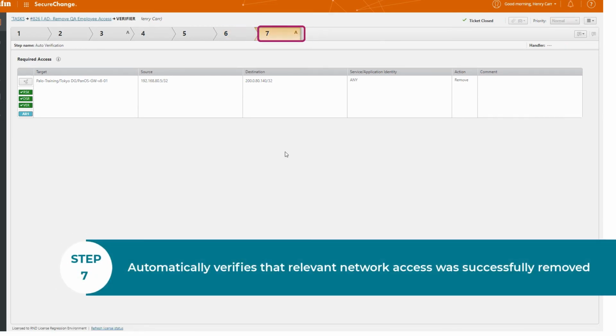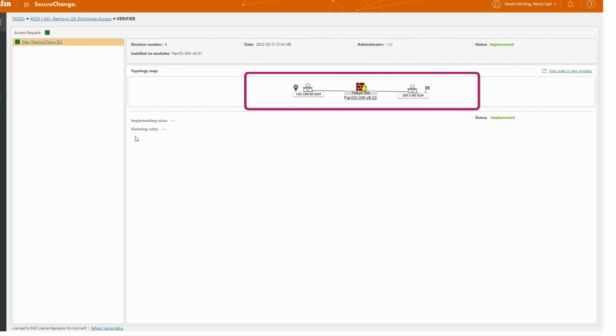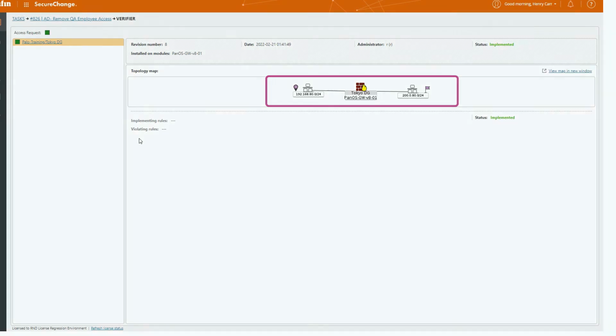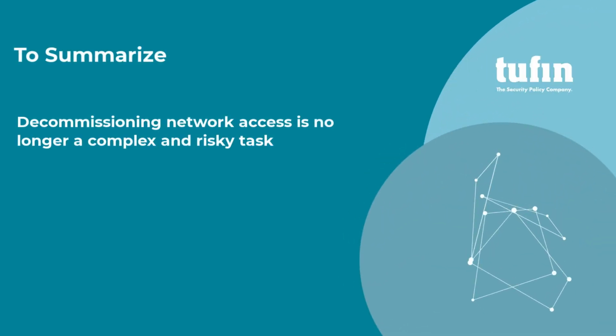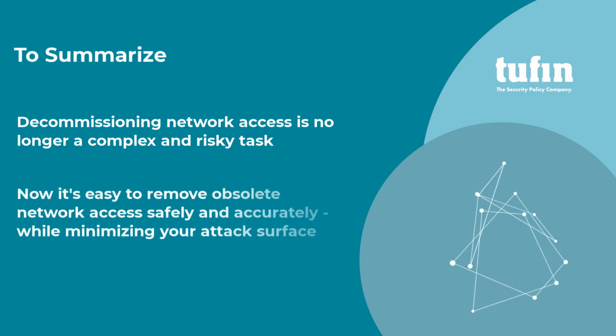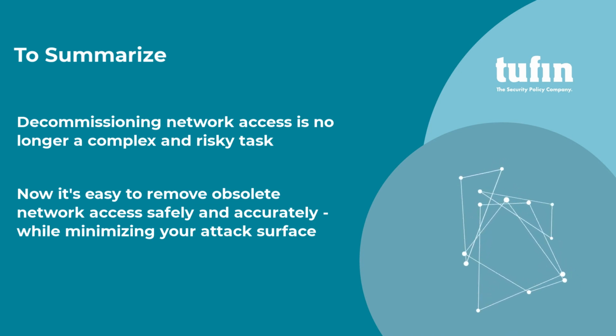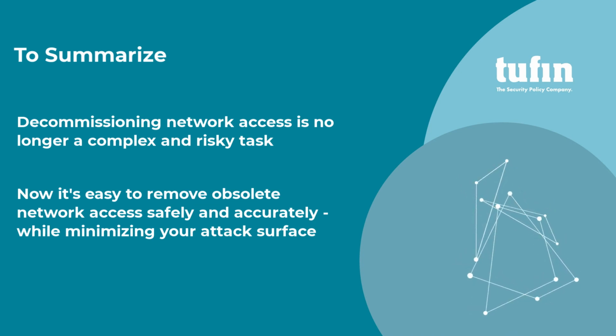In step 7, Tufin Verifier automatically verifies the relevant network access was successfully removed, excluding any rules that were indicated to be ignored. We can click the various enforcement points to view the new policy changes. To summarize, decommissioning network access is no longer a complex and risky task. Tufin's access decommissioning capabilities help you easily remove obsolete network access safely and accurately, while minimizing your attack surface.